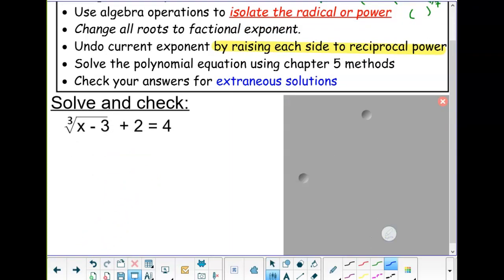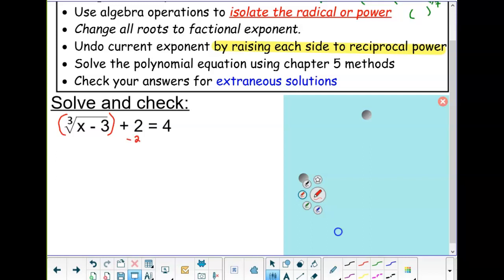So when we say isolate, it means to get by itself. So I want this whole piece. Notice the x minus 3 is together with it. That x minus 3 is protected. I cannot do anything with the x minus 3 until I get rid of the radical. But right now, there's something in the way. The plus 2 is in our way. You do not have to show that step of minusing 2 to both sides, but that's the first step that you need to do.